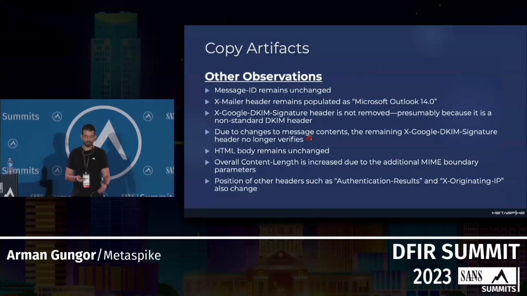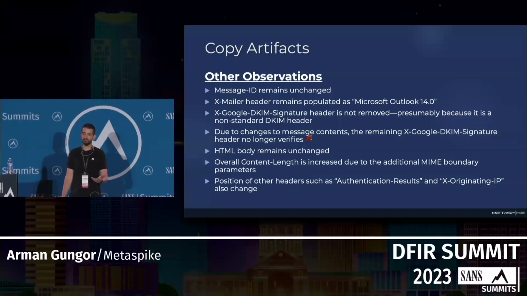Some other observations here before we move on to the next operation. The message ID remained unchanged, which is good. So that is something we can usually rely on. And if you want to figure out what happened with an email, it's a good place to look because it's more permanent or static than the other data points, although it is possible to change that as well. The XMailer header stayed the same. There was an additional DKIM signature header there called X Google DKIM signature.